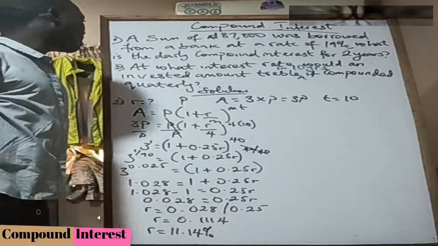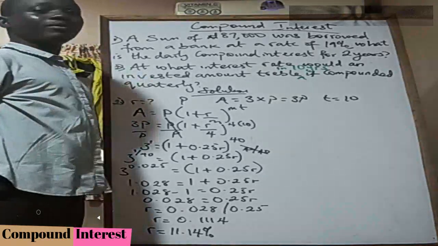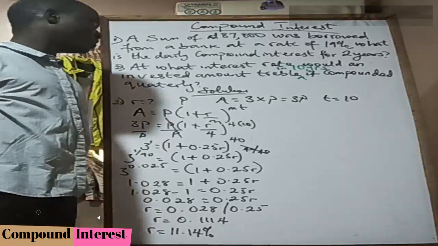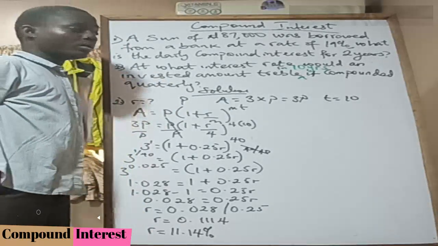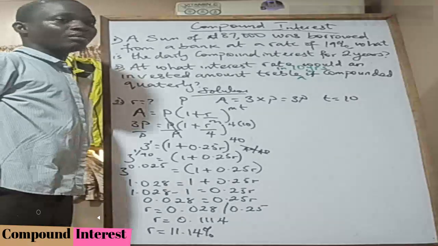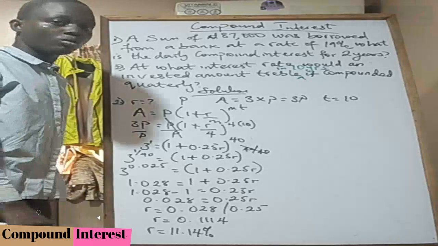So this is just trying to let us know that the interest rate required for any amount to treble itself, if it was compounded quarterly over the period of 10 years, is going to be 11.14%, any amount. So as long as that amount is going to treble, and these conditions hold.